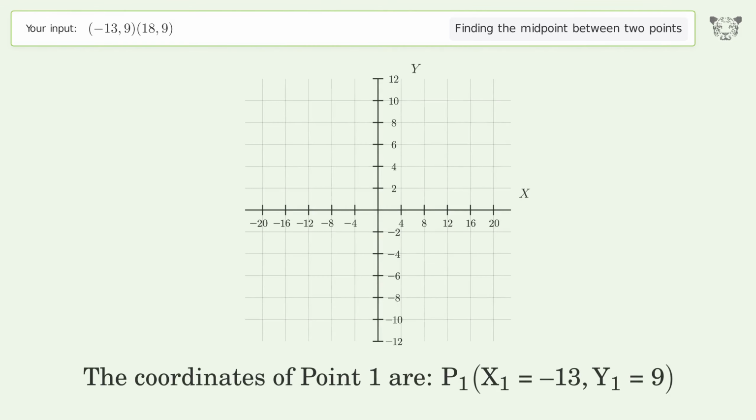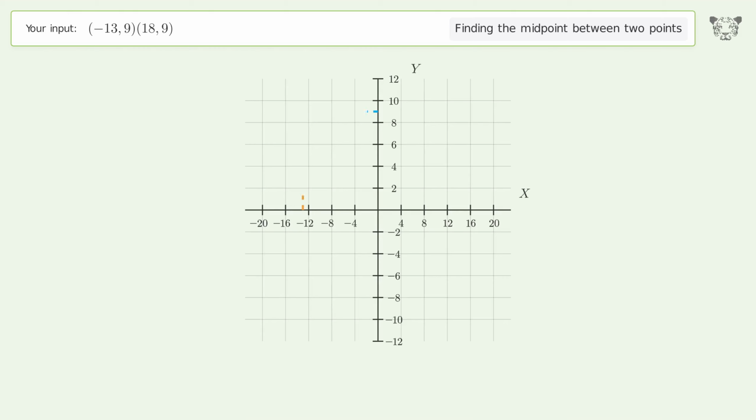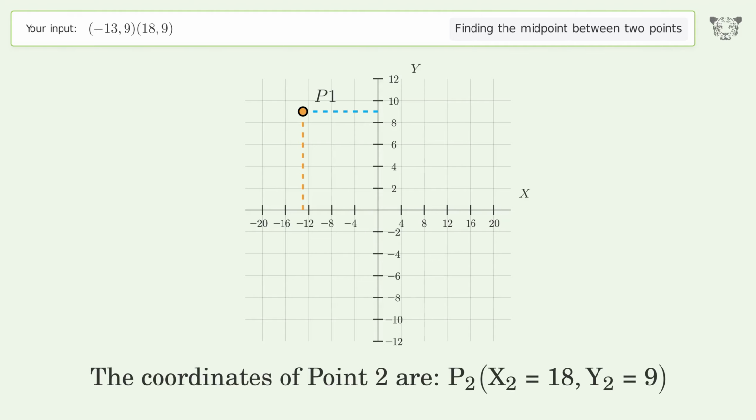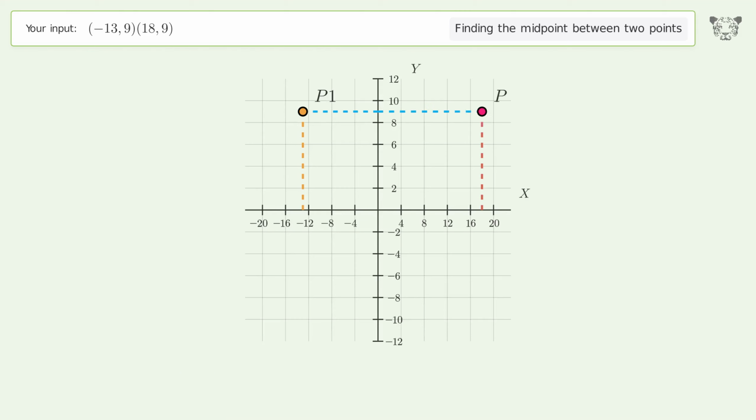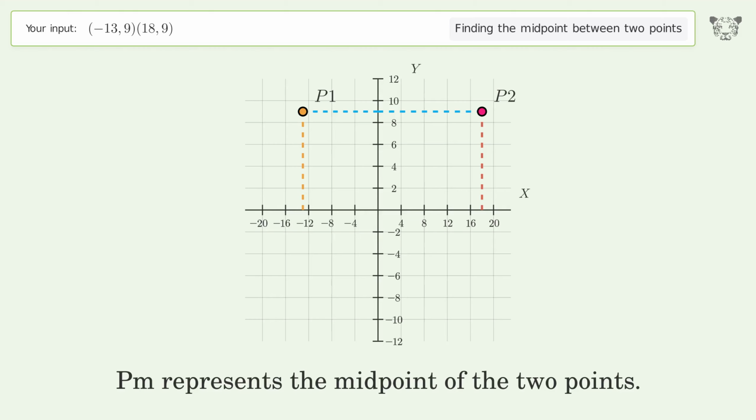The coordinates of point 1 are x1 equals -13, y1 equals 9. The coordinates of point 2 are x2 equals 18, y2 equals 9. PM represents the midpoint of the 2 points.